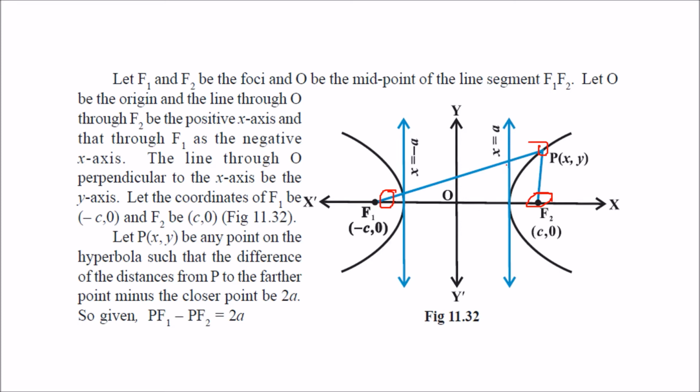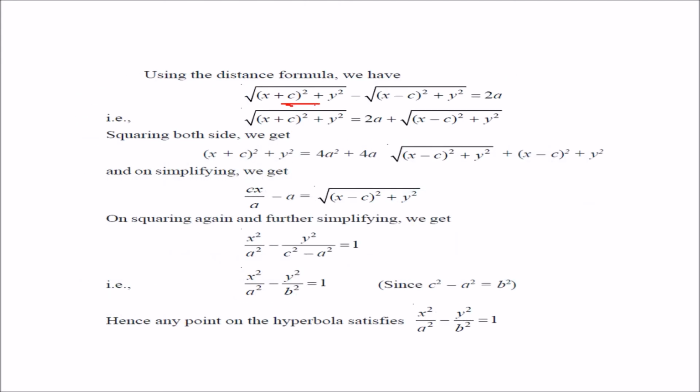We know the definition of the hyperbola: the difference of the distances of any point from focus 1 and focus 2, that is PF1 minus PF2, will always be a constant, equal to 2a. Since the foci are at minus c, 0 and c, 0, let us take the distance formula. It is quite simple. This distance has to be subtracted from this distance. I'm sure you are aware of the distance formula. Just subtract and rearrange, and you will get this equation.